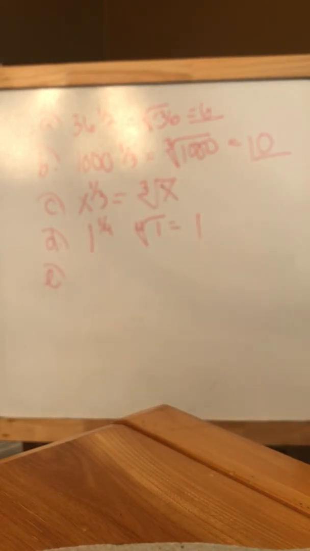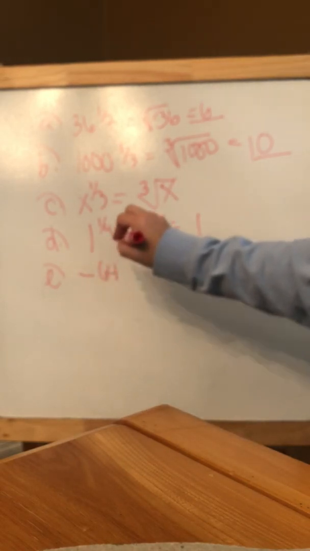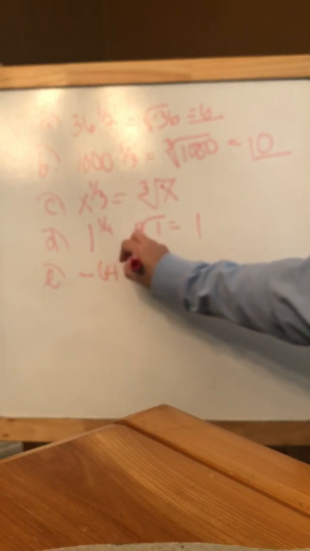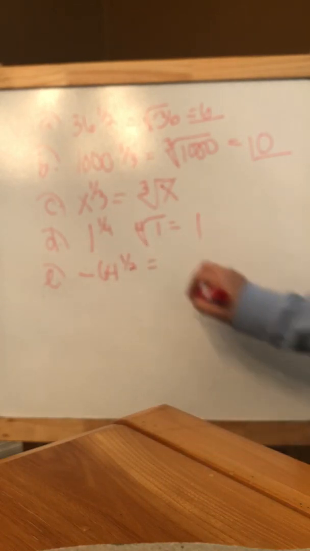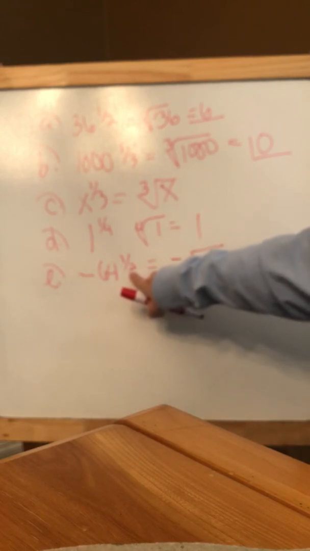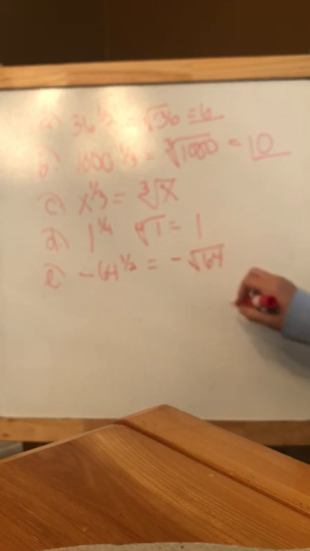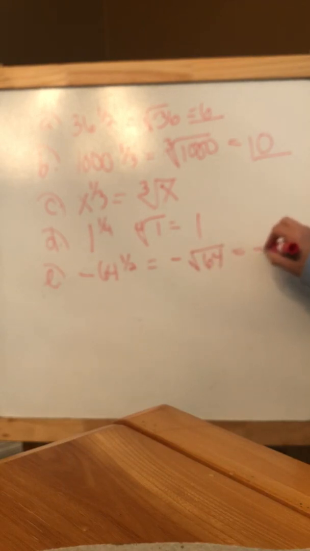E, we have negative 64 to the 1/2, written this way. Negative 64 to the 1/2. Okay, so our negative sign's going to stay out here because it's not in the parentheses. We go with the square root of 64, which is 8. Our negative sign just continues to follow it out here to the front. Okay, F.